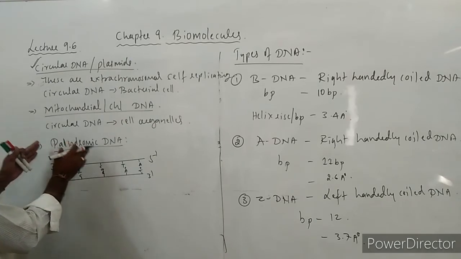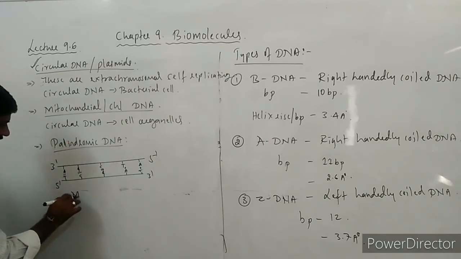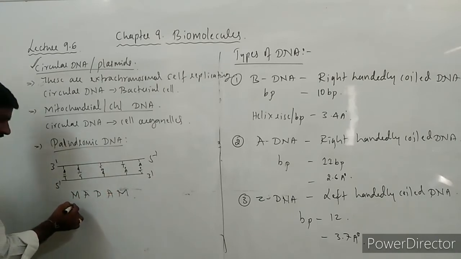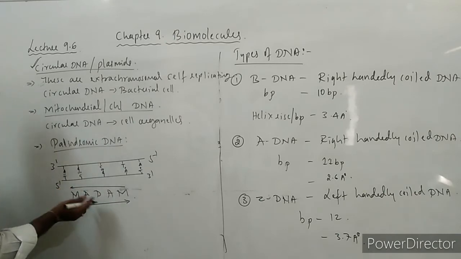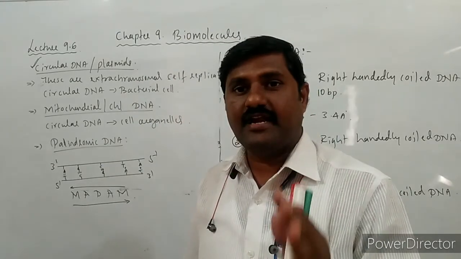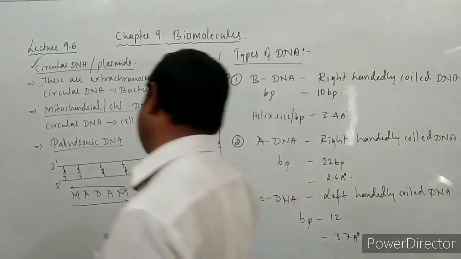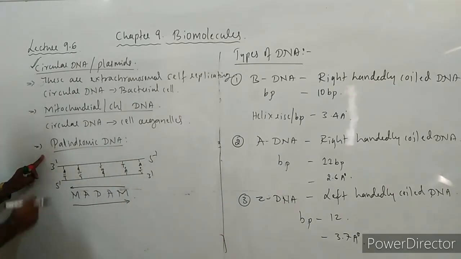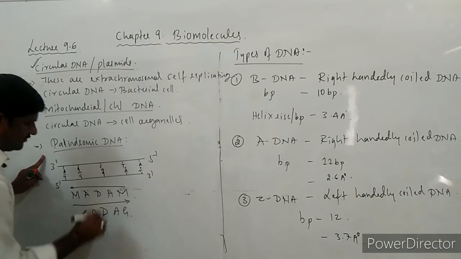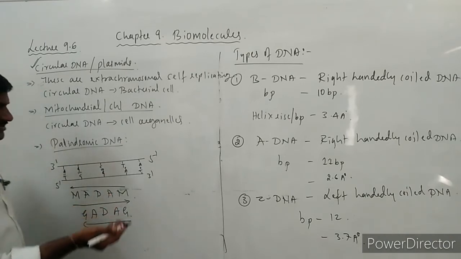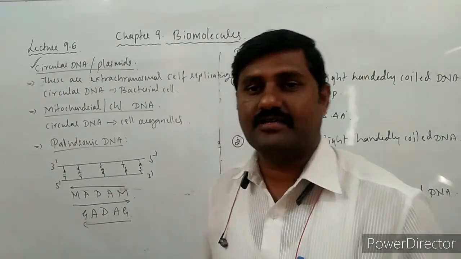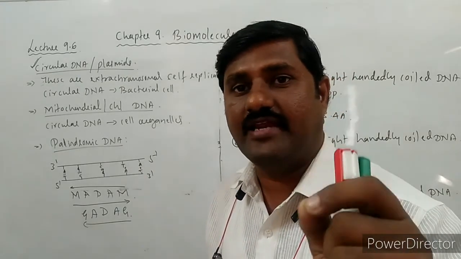Like the word madam, M-A-D-A-M, when you read this in both directions, the spelling is the same. So if the bases are arranged this way, then that kind of DNA is called palindromic DNA. Similarly, you may read it in both directions and it is similar. If the bases are arranged like this, such DNA is called palindromic DNA.